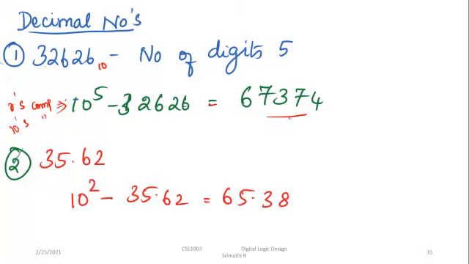This is nothing but the tens complement of 32626, which you will be using, along with R minus 1's complement, while processing data in computers. Next, we'll take an example with the decimal number 35.62. It is pretty simple. 10 power 2 minus 35.62 gives 65.38 as the answer.